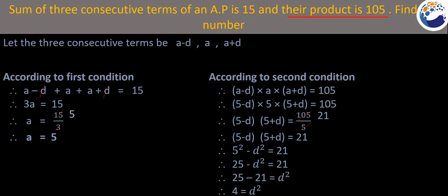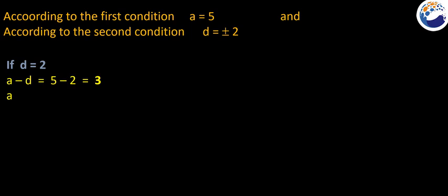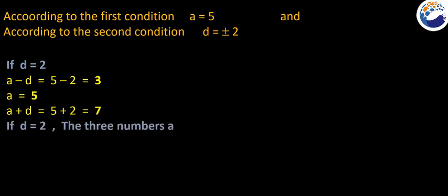That is, plus or minus root 4 is equal to d, which is equal to plus or minus 2. We get two values of d. d is equal to plus 2 or d is equal to minus 2. According to the first condition, we get a is equal to 5. According to the second condition, we get d is equal to plus or minus 2. Now, if d is equal to 2, then a minus d is equal to 5 minus 2, which is 3. a is equal to 5. a plus d is equal to 5 plus 2, which is 7. So the three numbers are 3, 5 and 7.